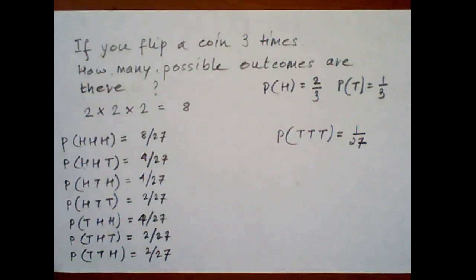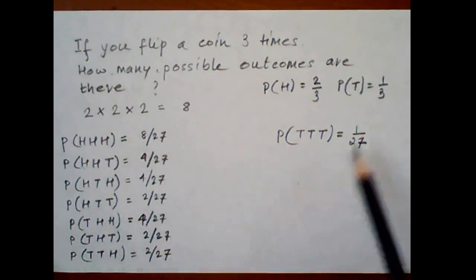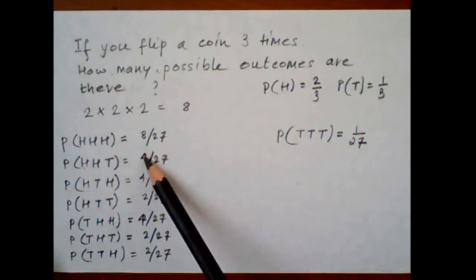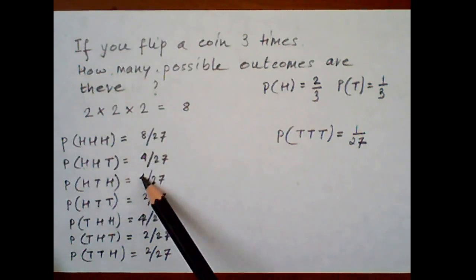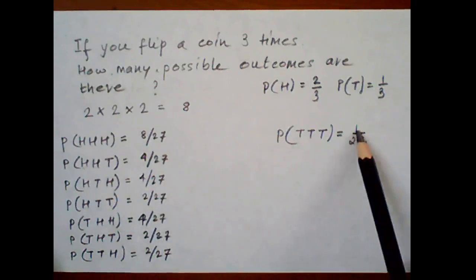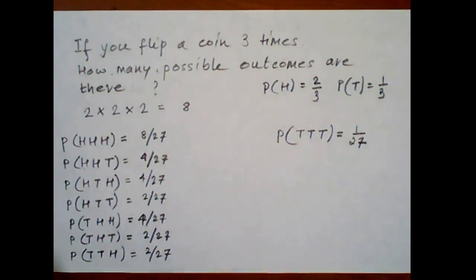Now, as you can see, if you add up all these probabilities, then you end up getting 1. And that's precisely what should happen. 8 plus 4, 12, 12 plus 4, 16, 16 plus 2, 18, 22, 24, 25, 26, 27. 27 upon 27. So if you add up all these probabilities, then it adds up to 1.